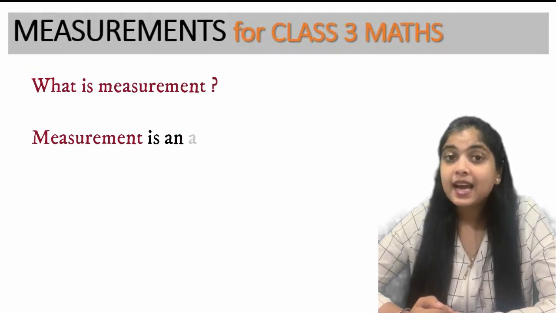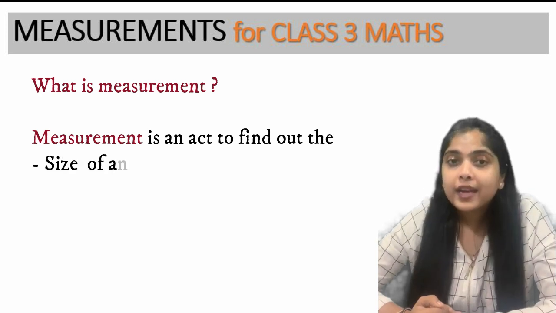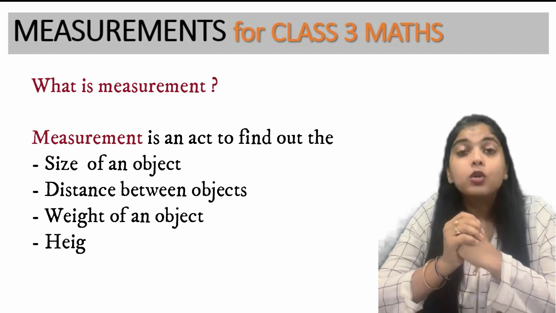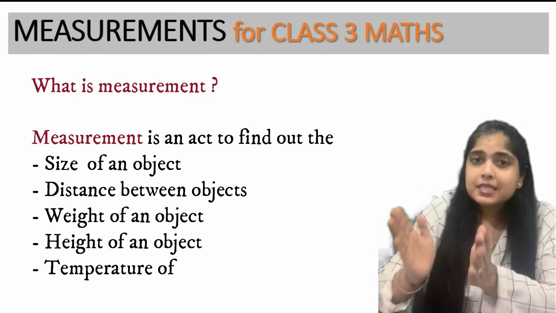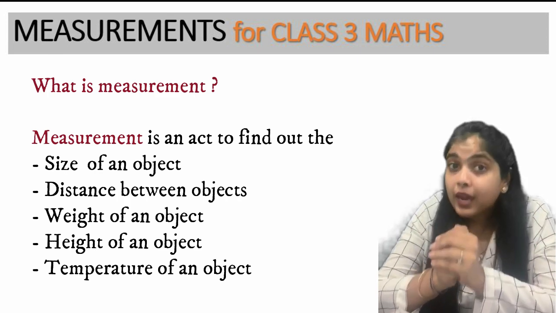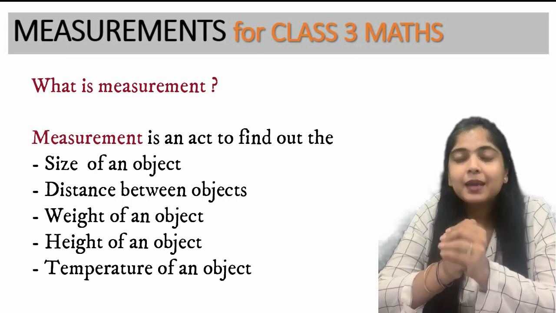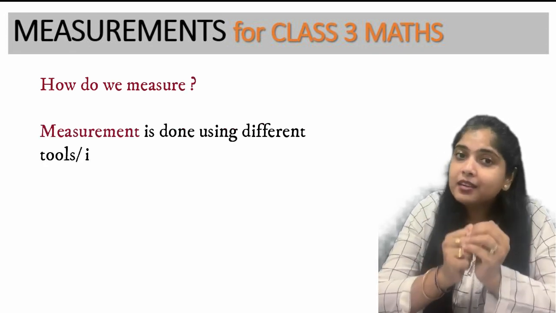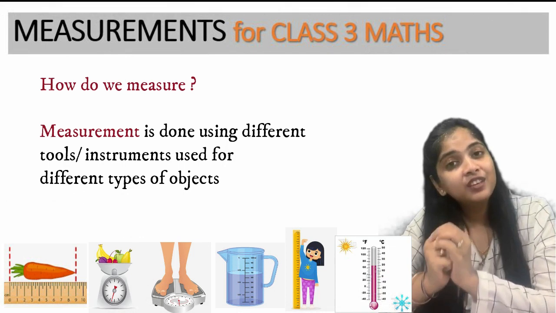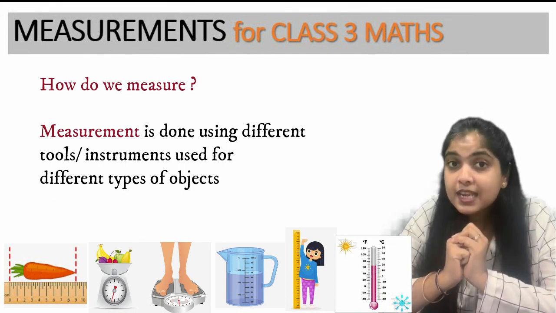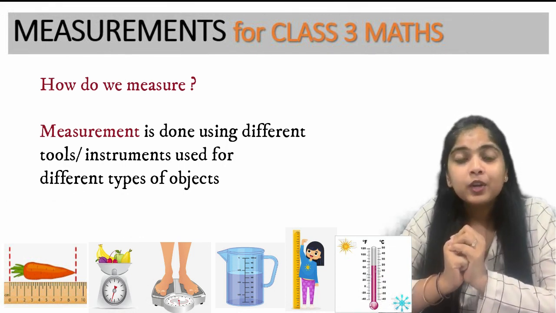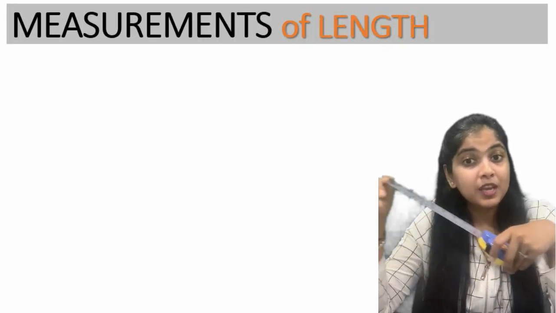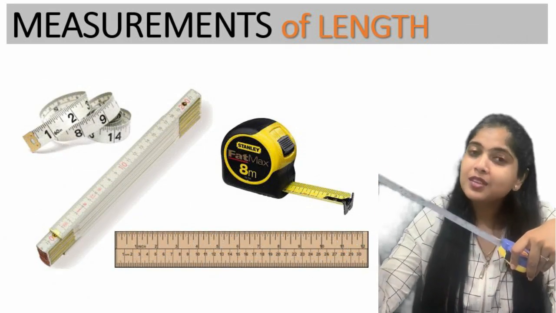Well, measurement is the act of measuring or finding out certain property like the size of an object or the length of the object or the distance between two objects, the weight of an object or even the temperature of the object. Each of these measurements are done by different instruments and they have different units. So first, let's look at the measurement of the length of an object. Well, to measure the length of an object, we use a measuring tape or we use a ruler.